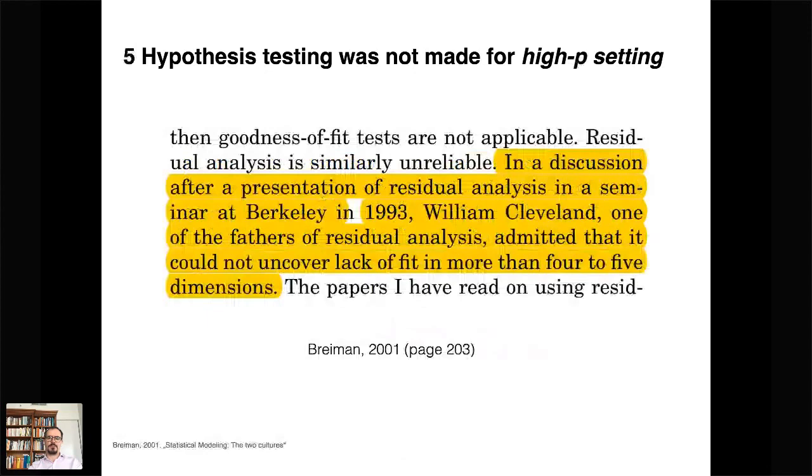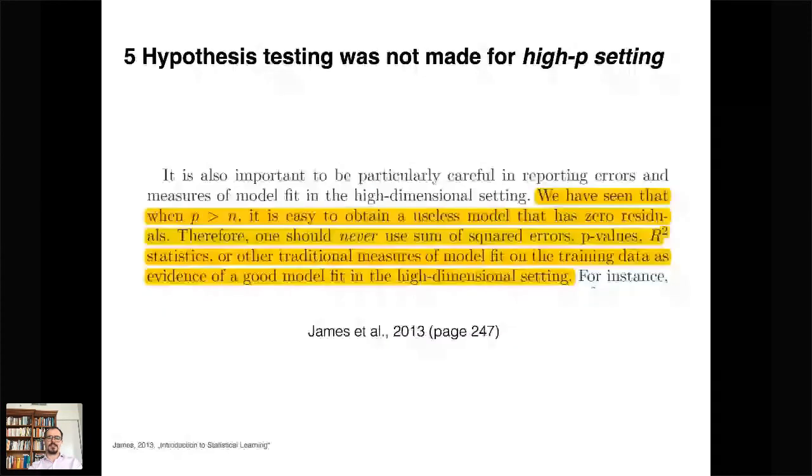Here's another one, point five, that I think is less often mentioned from what I see. Classical p-values, null hypothesis testing, inferential statistics, as we practiced in the 20th century, have not been made for the high P setting. That means if you fit some model that has thousands, tens of thousands of parameters, that's what we do in polygenic risk scores. That's what we do in what the brain imaging community calls multivariate pattern analysis. P-values have not been made for that.